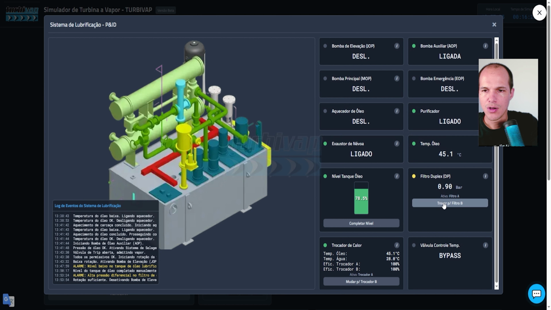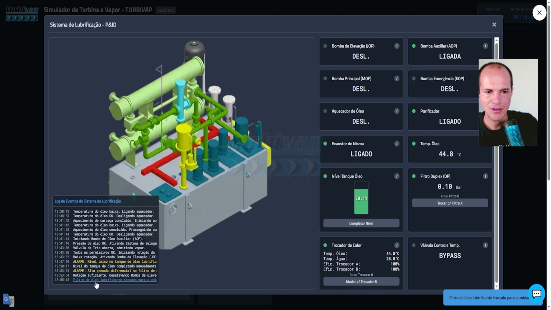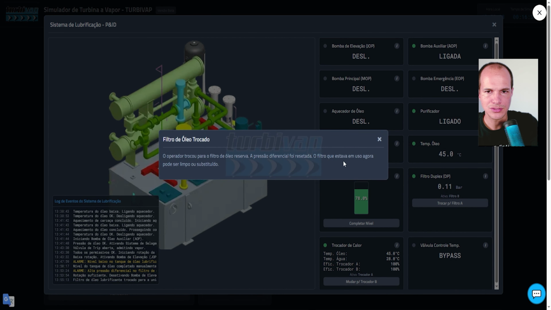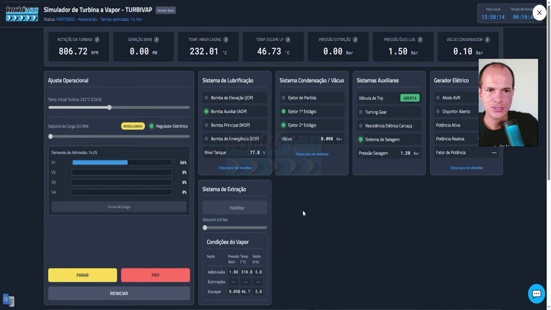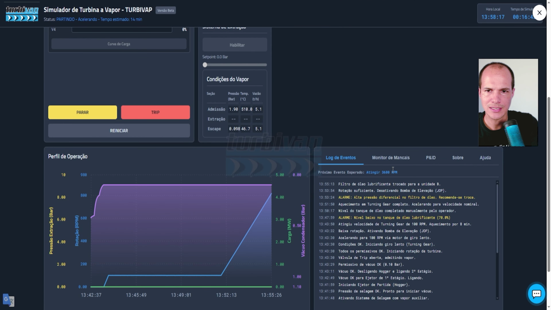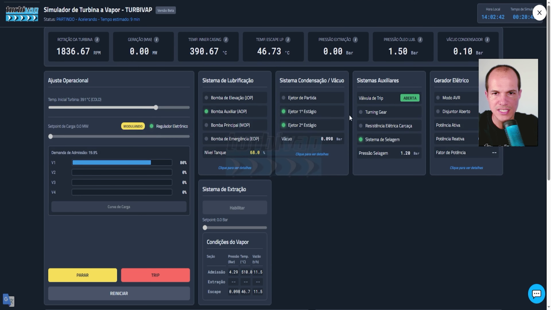So this filter here has already reached saturation. If we don't clean or replace it, the machine will disarm, or it will alarm first due to the increase in oil temperature. So we're going to do the maneuver here, and the oil filter will be changed to another unit. The one that was in use can now be cleaned or replaced. And there, shall we continue our game?